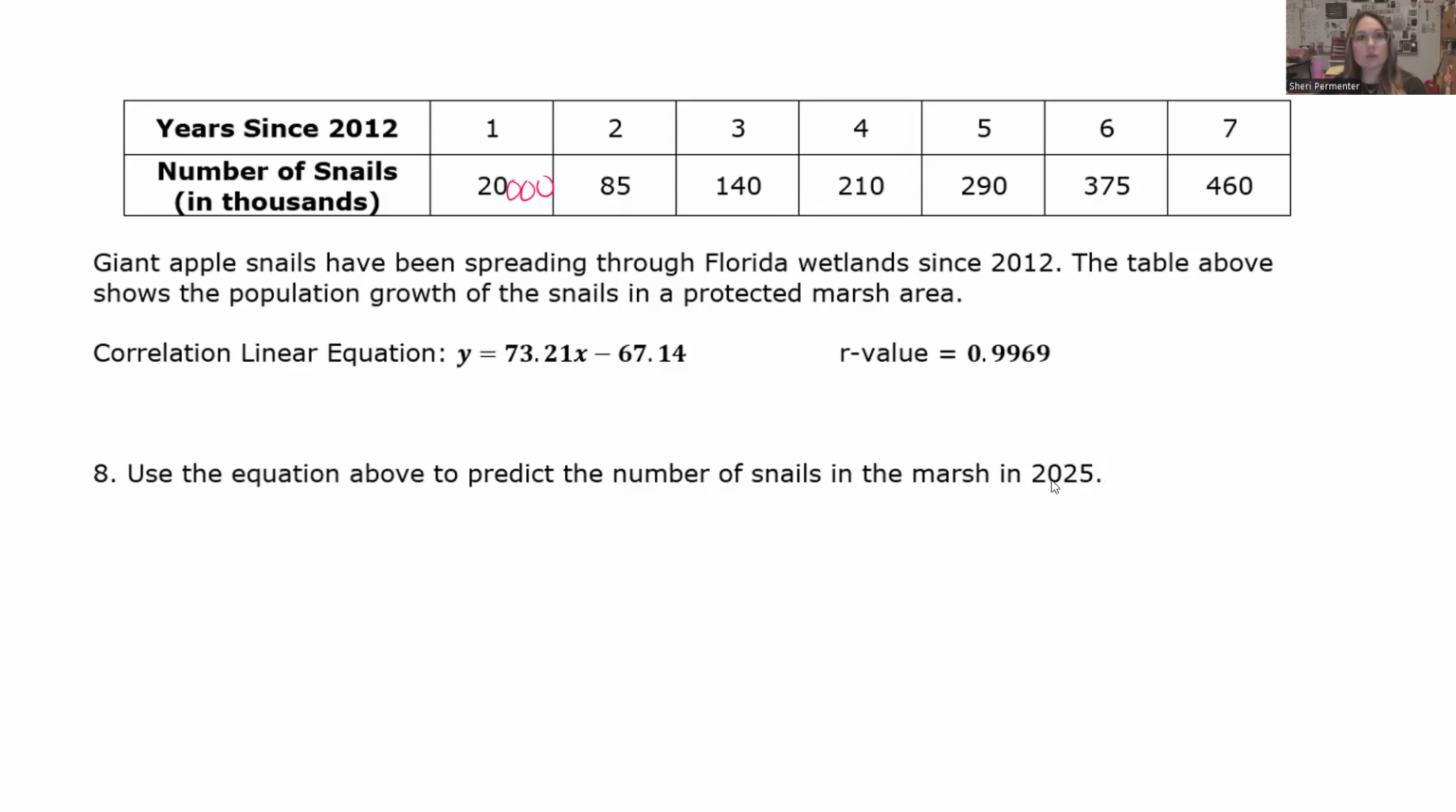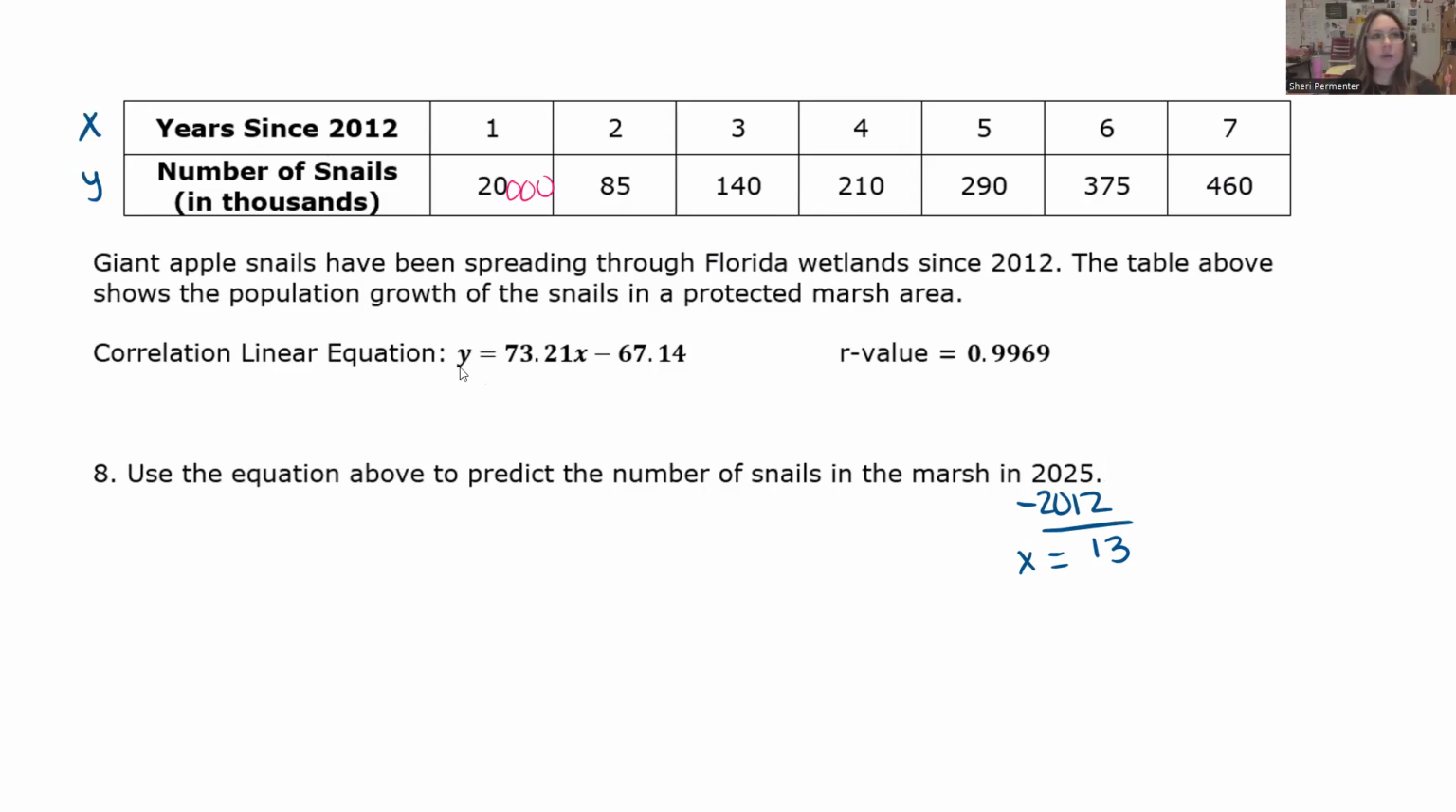2025, and we start our table in 2012. So we need to find the difference in 2025 and 2012. So we're going to subtract 2012. Somebody please do that and tell me what we get. How many? 13. All right. So 13, and that is an X value. X is equal to 13. X also represents my years. This is my X, this is my Y.